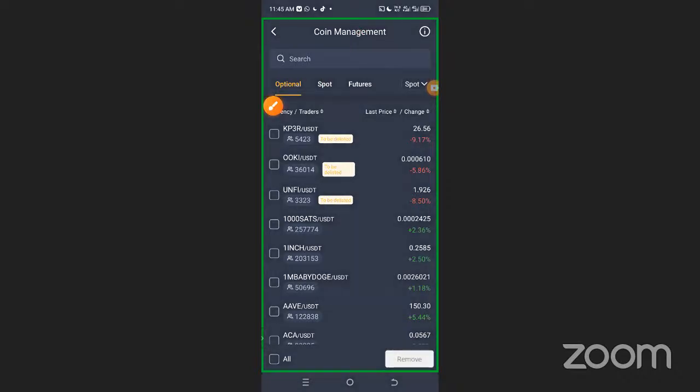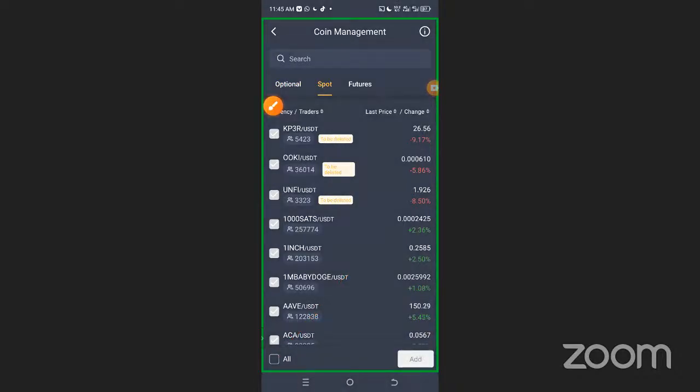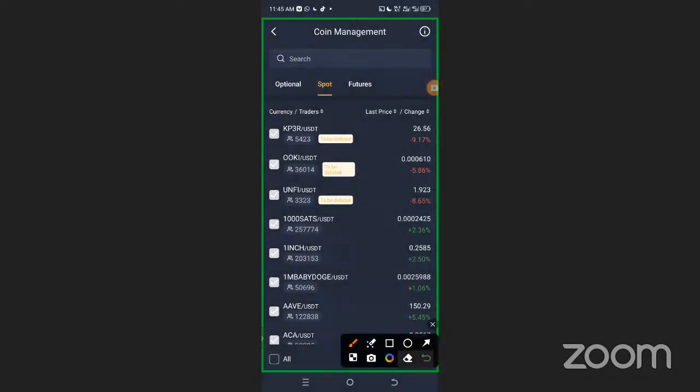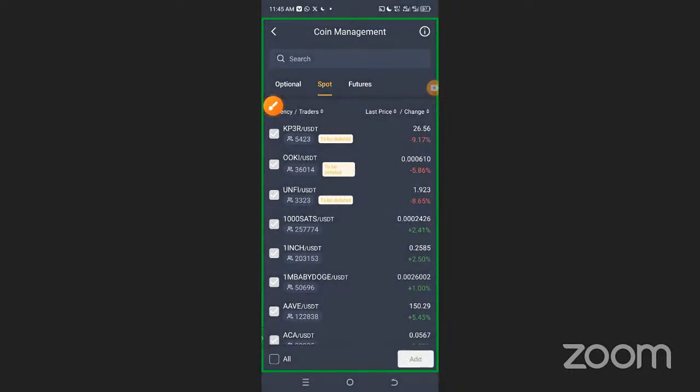Click on spot. Then click on the word all to add all new coins that are being added. After clicking on all, click on add. Those coins which are missing in your RoyalQ account, you will be able to see them.